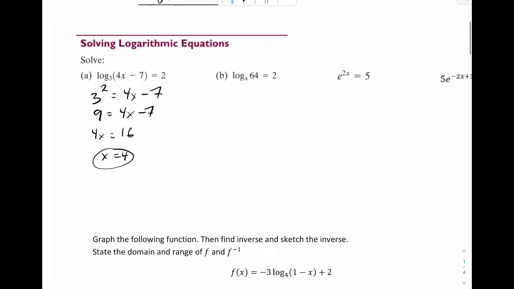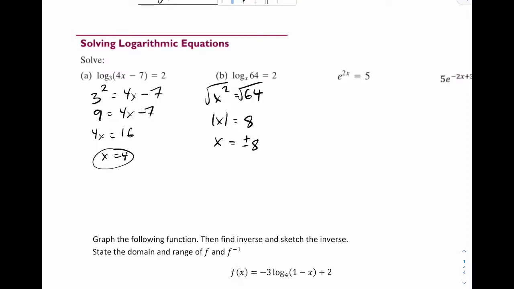Next example, we have x squared equals 64 when you change to exponential. And this is a bit unique because as we know when we root it, we get absolute value of x is equal to 8, which means x is going to be plus or minus 8.